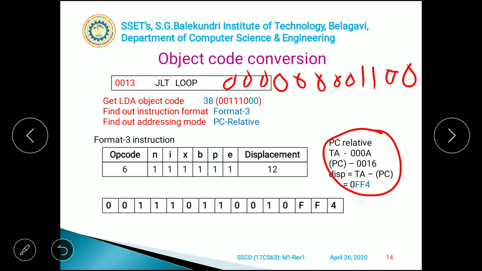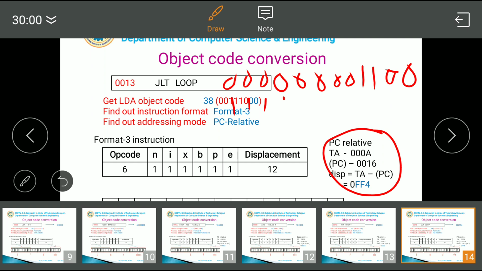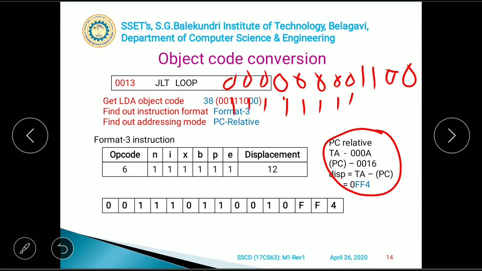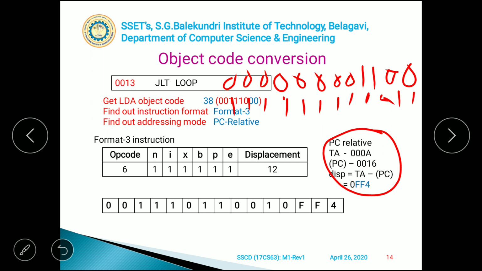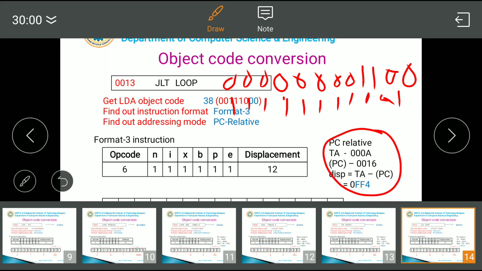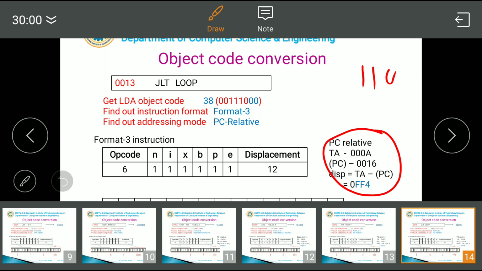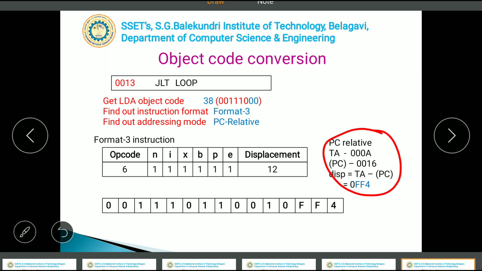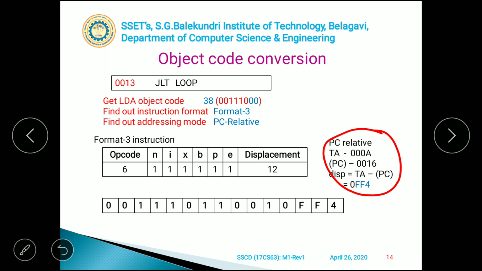Now what you do, you convert this into a ones complement. So that time you are going to get all 1 1 1 1 0 0 1 1. You add a 1 to this, and whatever it comes, that is going to become your FF4. Okay, so this is how I have converted A minus 16 into hexadecimal. So whenever there is a negative number, it is represented in 2's complement. Okay, so this is how it is done.